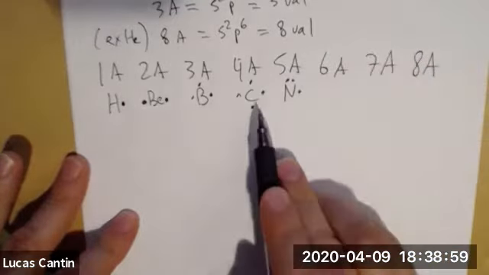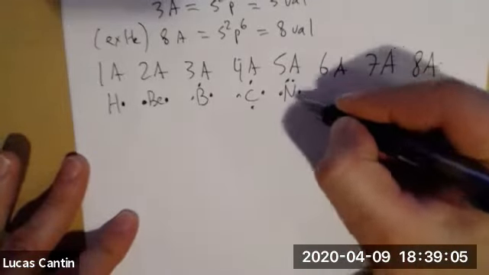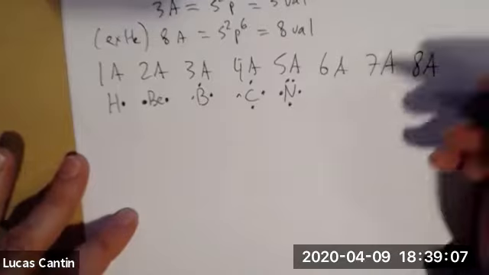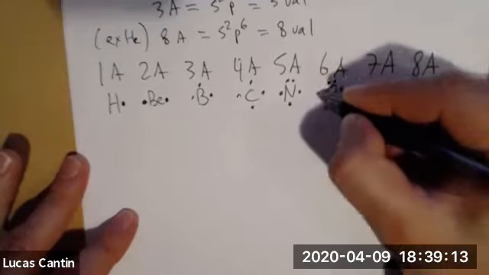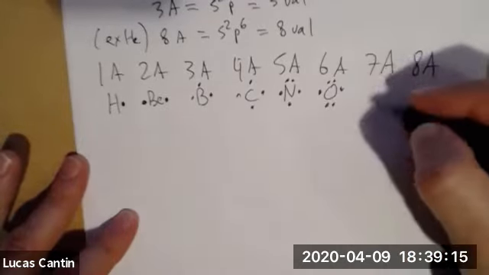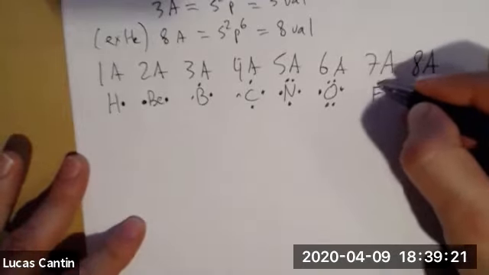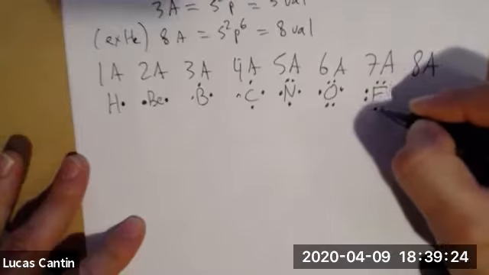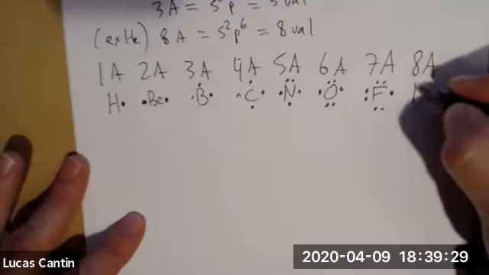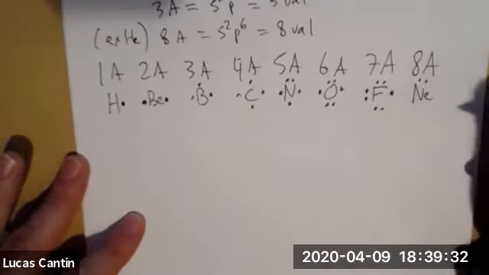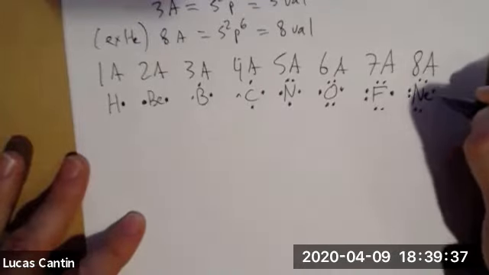So usually I put them in singly, up, down, right, left, as a single atom, and then I start to pair them. So I'm going to pair the top. You could pair wherever, it doesn't matter. Then oxygen, let's have pair, pair, single, single. And then 7A, it would be fluorine, pair, pair, pair, single. And then finally neon, which is the first 8A that's not helium, would be pair, pair, pair, pair.